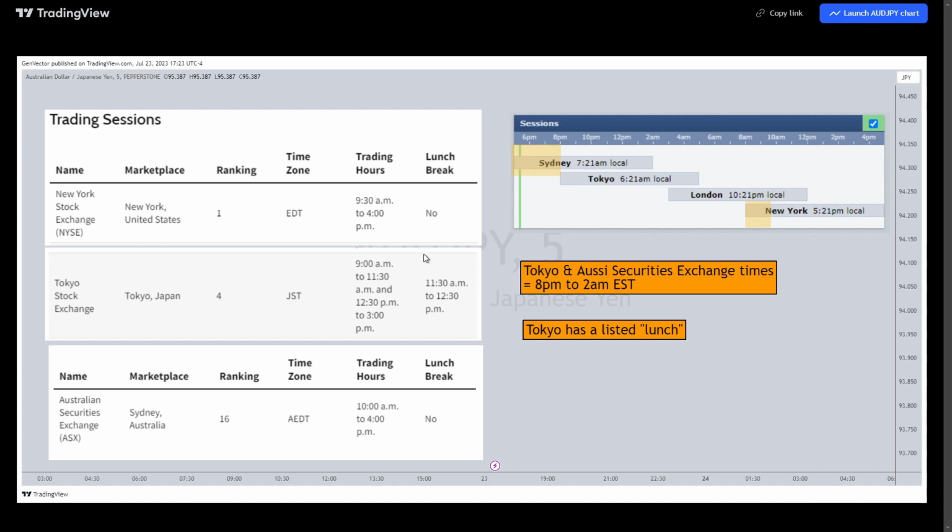Now, the additional piece here is that Tokyo, unlike the other markets, has a listed lunch break. 11:30 to 12:30, which is 10:30 p.m. to 11:30 p.m. in the Eastern Standard Time breakdown.